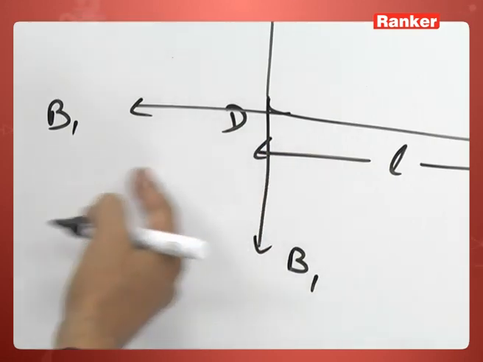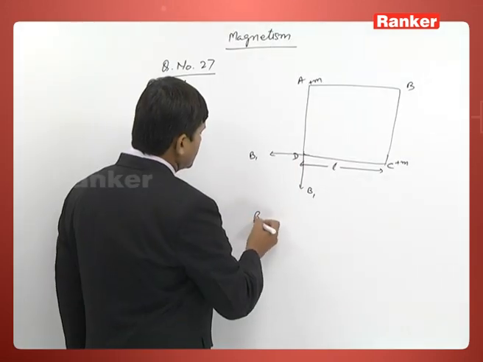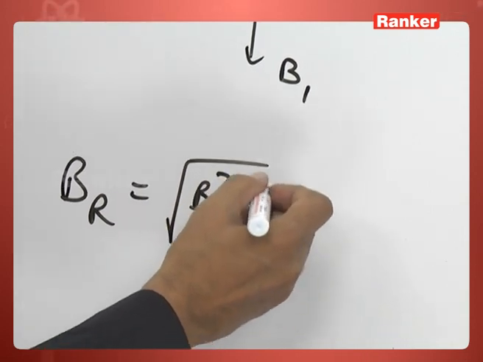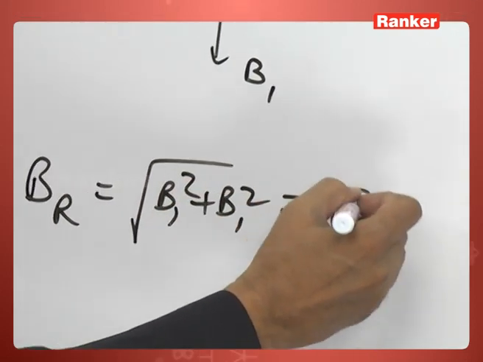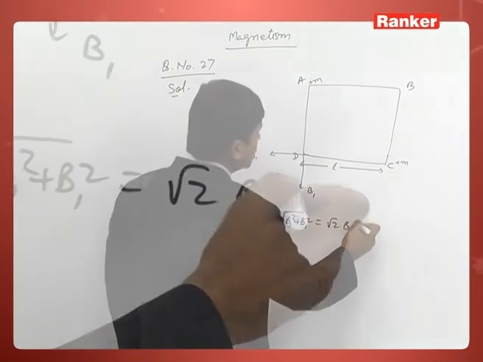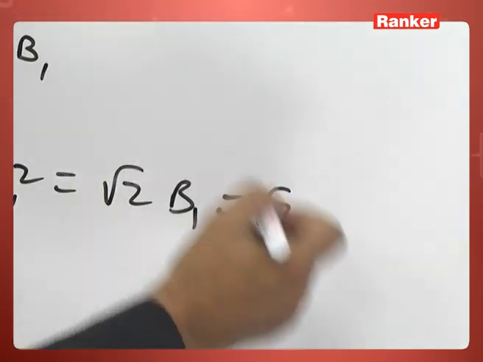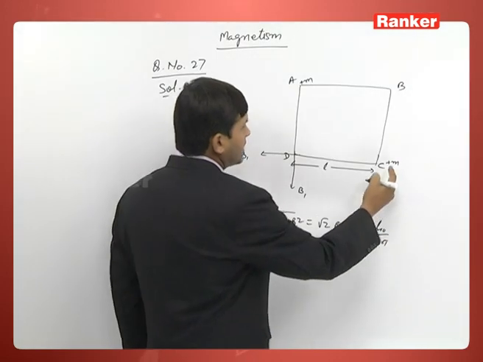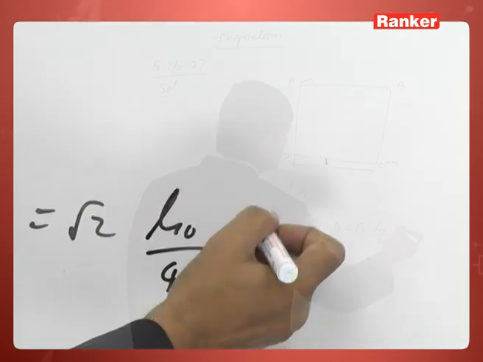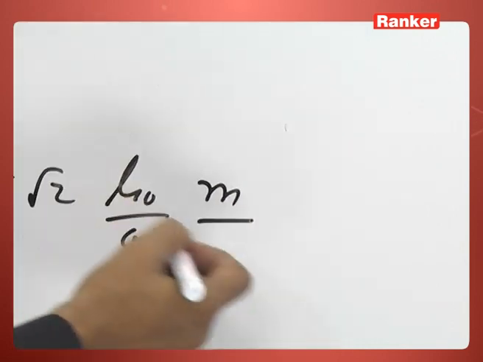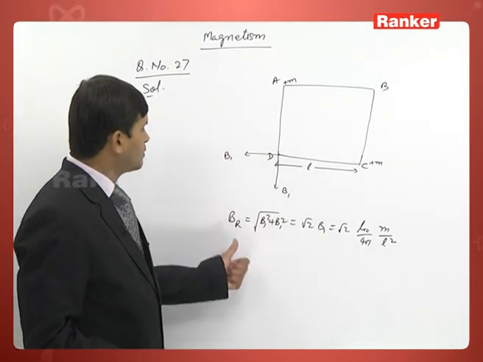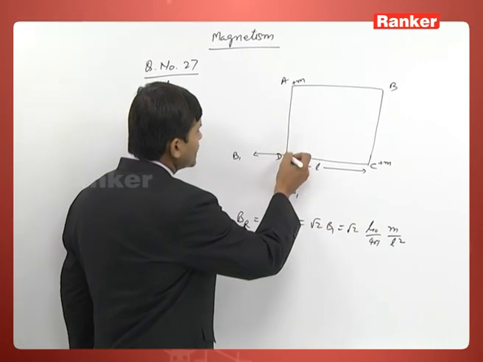So what we will get? We will find the resultant of B1, B2. The resultant of B1, B2 is the square root of B1 square plus B1 square, which means root 2 B1. And root 2 B1 means root 2 times mu naught by 4 pi, M by L square. This is the value of your BR. And this is its direction.